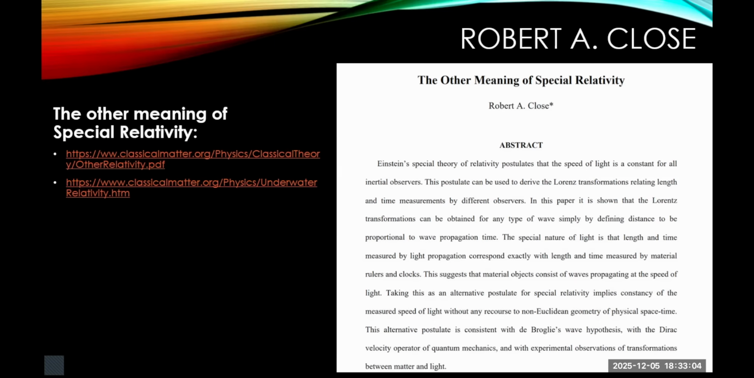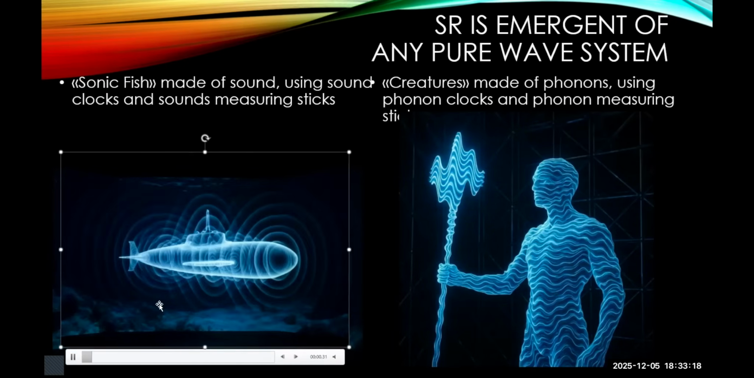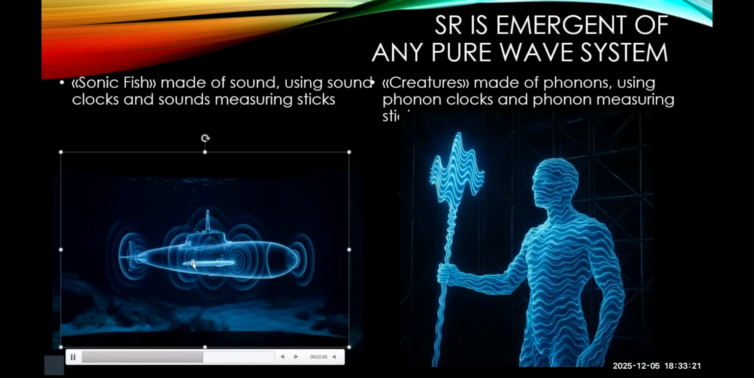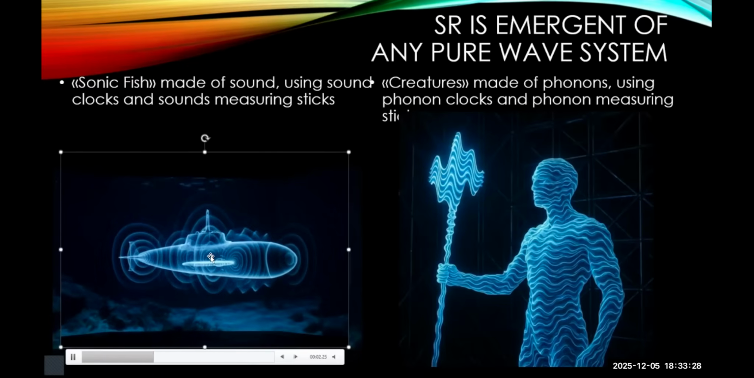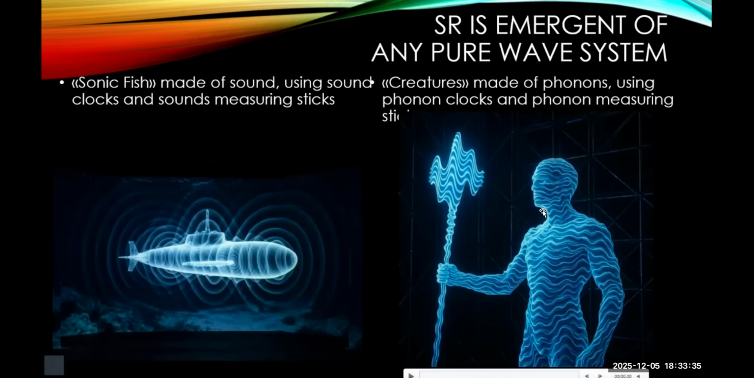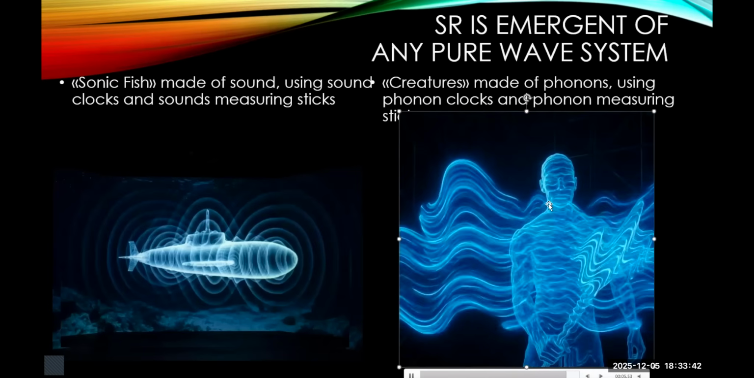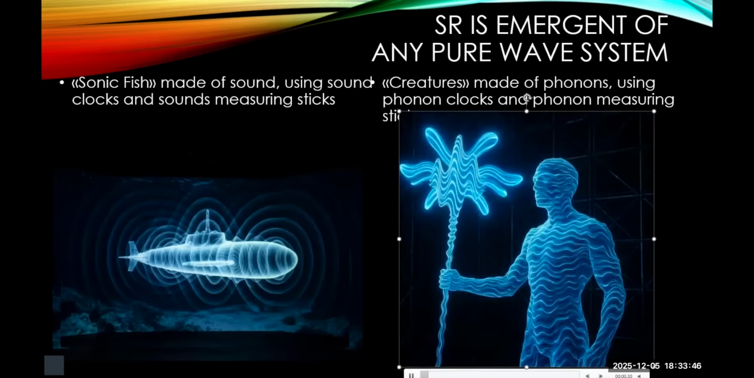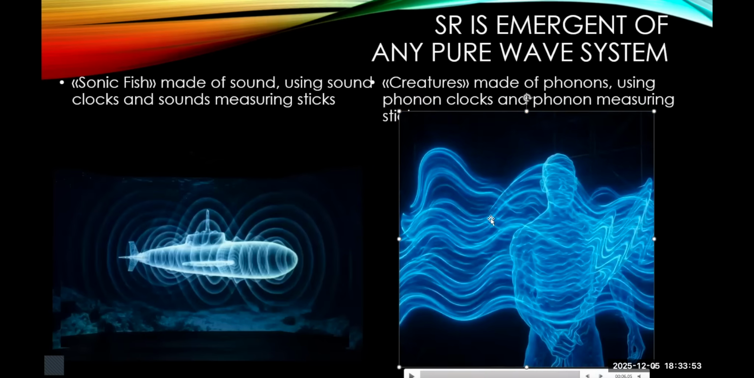So interesting overall, when we look at this whole thing, it seems to me that special relativity is not fundamental, but it's really emergent. So what I would think is that if there was some kind of fish made out of sound waves, and they use sonar, right? And their sonar measuring sticks, they would also come up with special relativity exactly the way we do. So it's just a phenomenon of any pure wave system has special relativity. If you had creatures in a phonon, this is from Grok here, so I don't know. I like to play with that. So if you had phonon creatures in a crystal, they have phonon clocks and phonon measuring sticks. Well, same thing, right? It's a wave system. If everything is made of waves in any system, then you end up with special relativity, basically.